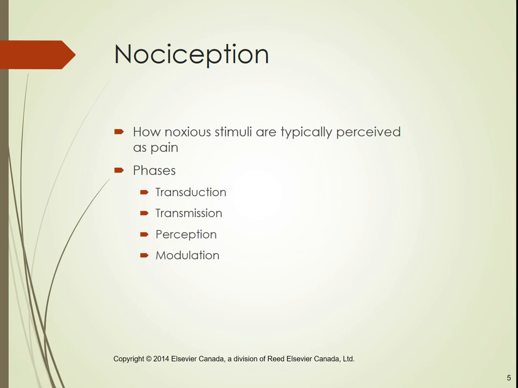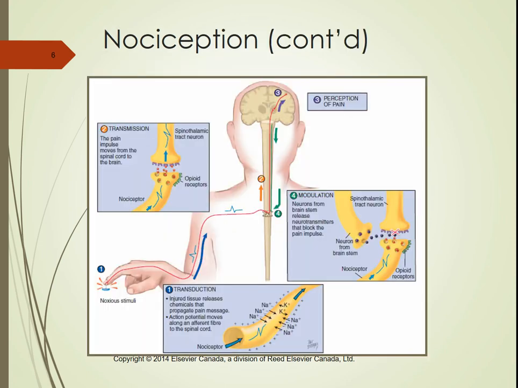So nociception is when an actual stimulus occurs and it is perceived as pain. And there are 4 phases in that. So there's transduction, there's transmission, there's perception, and modulation. And we're going to go through those. So first of all, the transduction phase is when there's actual injury to the tissue, and it could be internal or external. So let's talk about the external, where we actually prick your finger, for example.